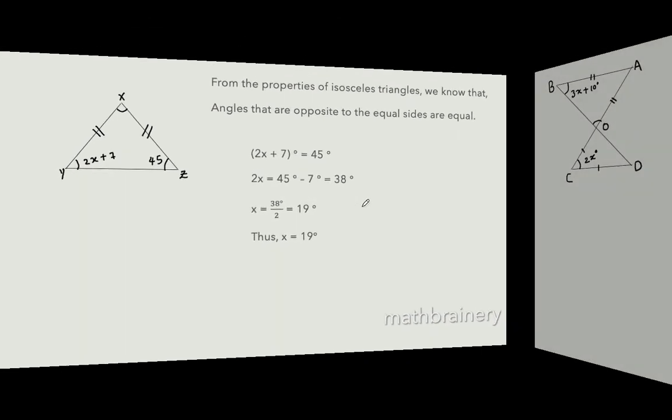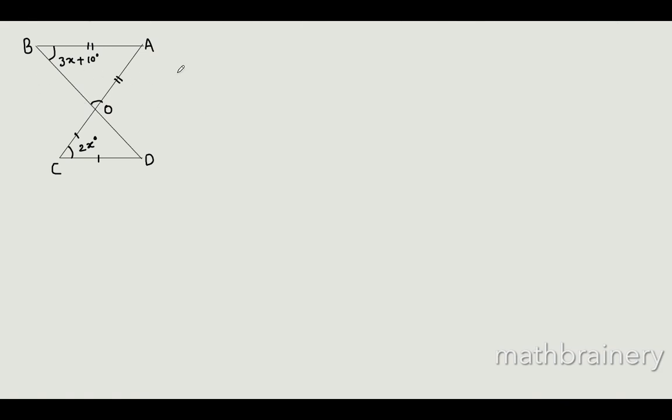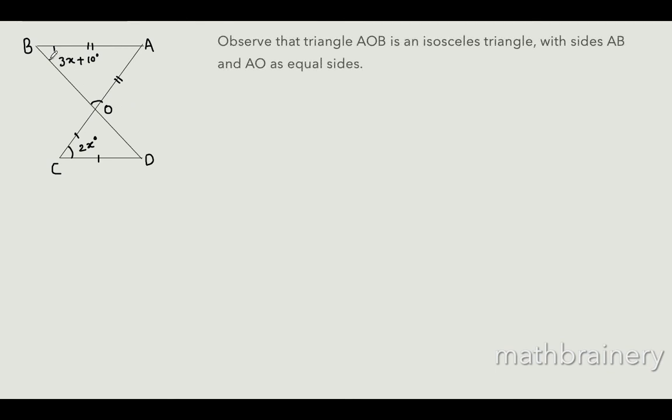Look at the next question. Now here we are given two triangles, triangle ABO and triangle OCD. Both these triangles are isosceles triangles. Now we will be using the same property of isosceles triangles. Now here in this triangle ABO, side AB and side AO are equal sides. Okay, if side AB and side AO are equal sides, what is the angle which is opposite to the side AB? It is this angle BOA.